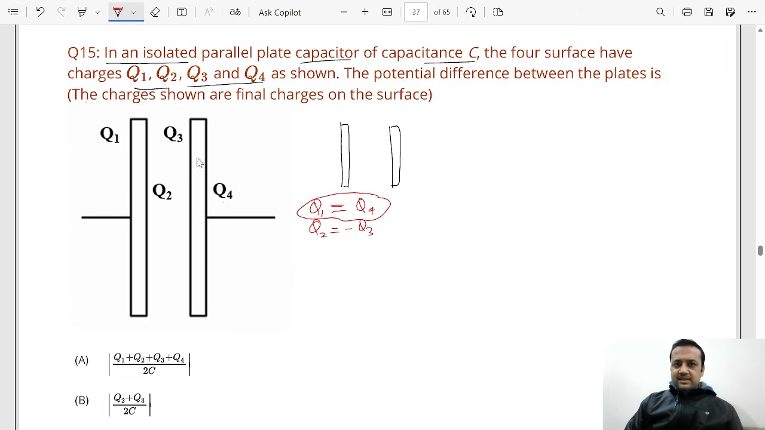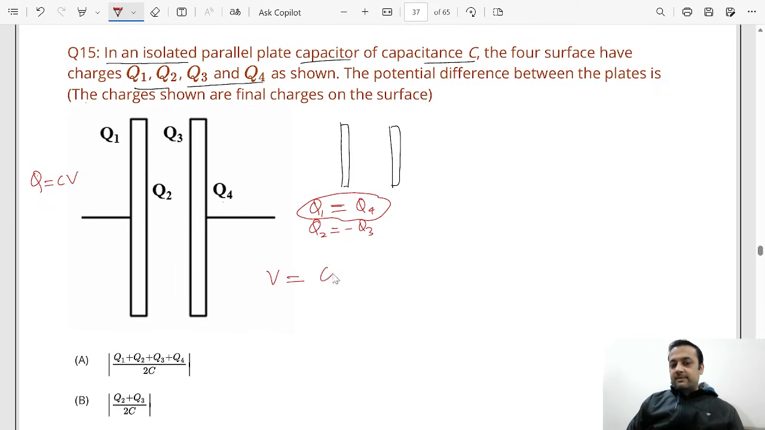So after the final redistribution has happened, these two charges will be equal and these two will be opposite of each other. The charge that you say is on the capacitor is this charge. When you say Q equals CV, this Q is nothing but the charge on the inner surface. So if I ask the potential difference of the capacitor, in this formula Q is the charge on the inner surface of the capacitor, C is the capacitance, and V is the potential difference.